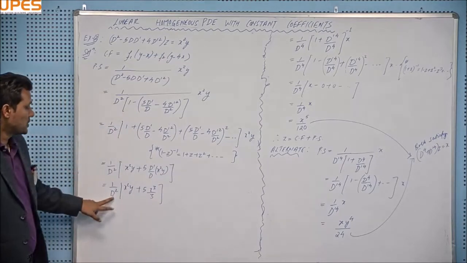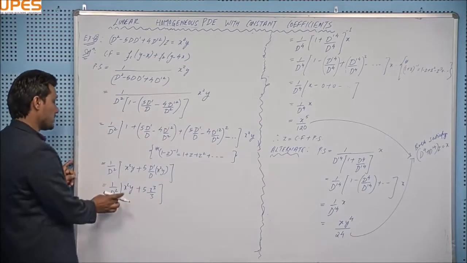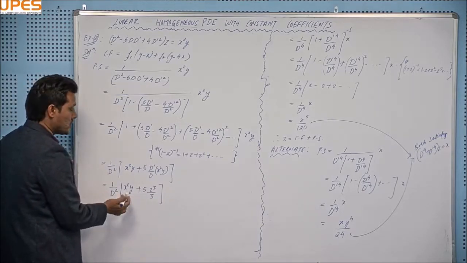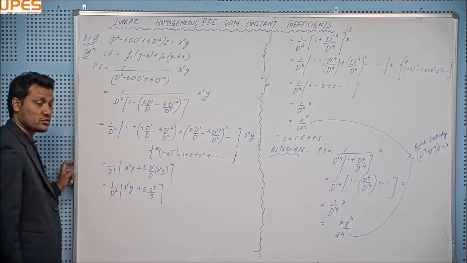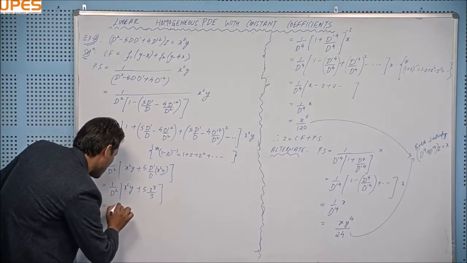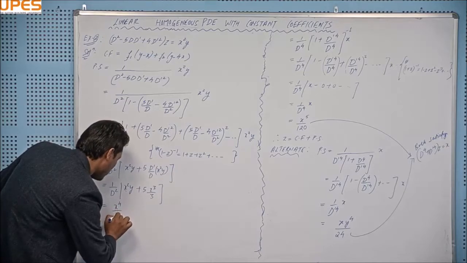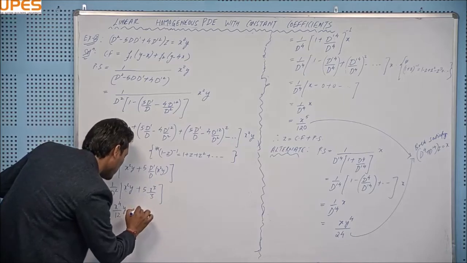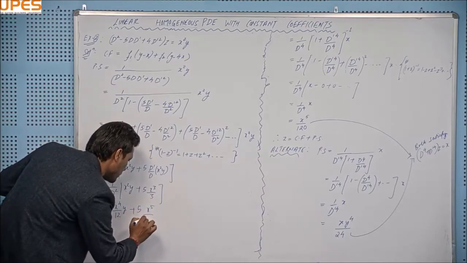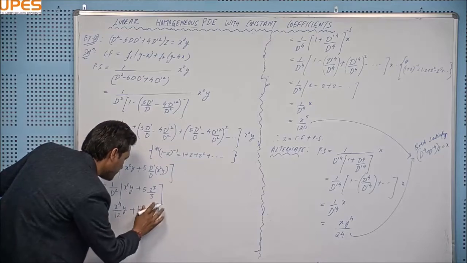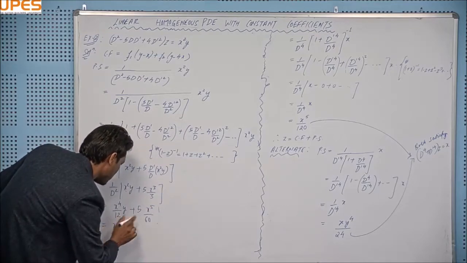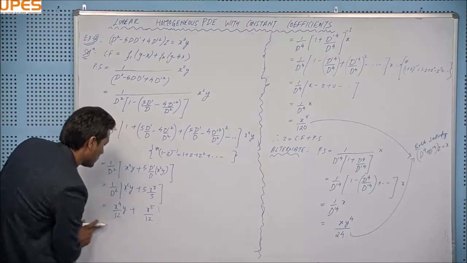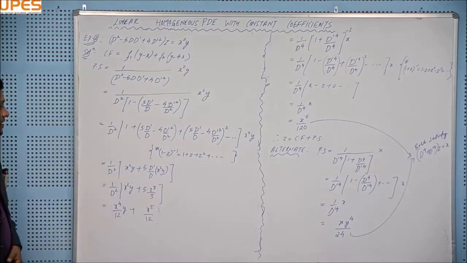Now see this operator, 1 upon D square is still standing here, and you have to perform integration with respect to x twice. So integrate each term twice with respect to x. Integration of this term with respect to x twice will give me x to the power 4 upon 12, and y. And integrating this term will give me x to the power 5 upon 60. Then it will give me something like 5 cancel 12. So this is the final result.